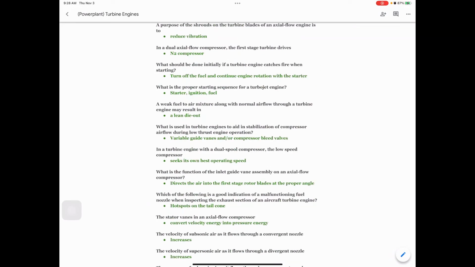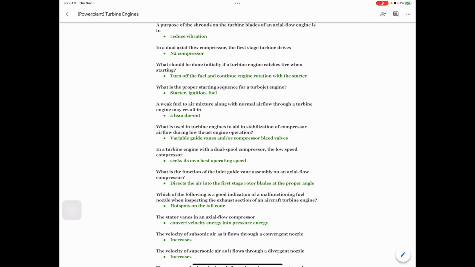A purpose of the shrouds on the turbine blades of an axial flow engine is to reduce vibration. In a dual axial flow compressor, the first stage turbine drives the second compressor. What should be done initially if a turbine engine catches fire when starting? Turn off the fuel and continue engine rotation with the starter. What is the proper starting sequence for a turbojet engine? Starter, ignition, fuel.